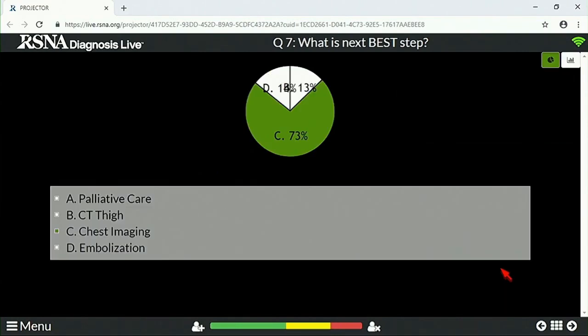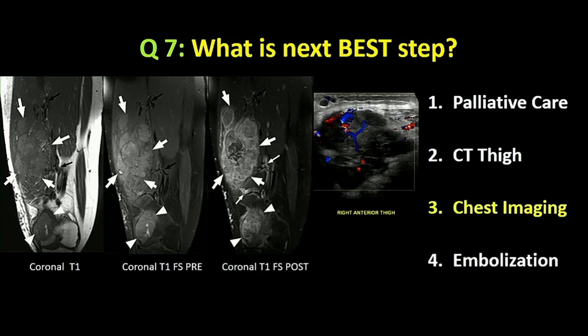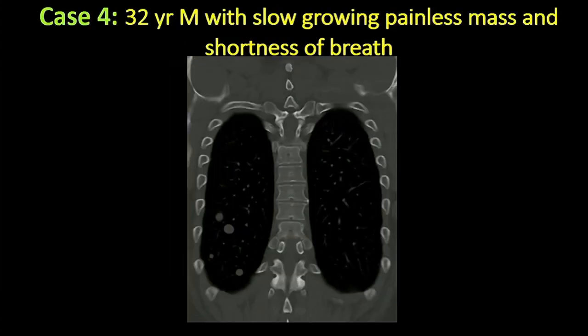Wonderful. 3/4 view got this answer correct. Chest imaging. So why is that correct? Well, palliative care in this case isn't going to help us. CT thigh isn't going to help us. We've already seen it's vascular, and we've seen the mass and the necrosis. Embolization, perhaps, but the first thing we need to do is a chest radiograph.